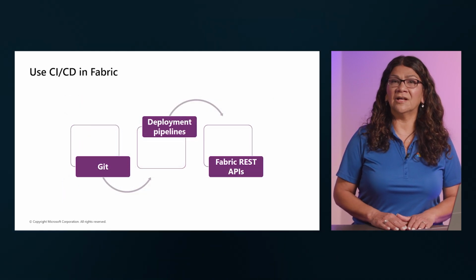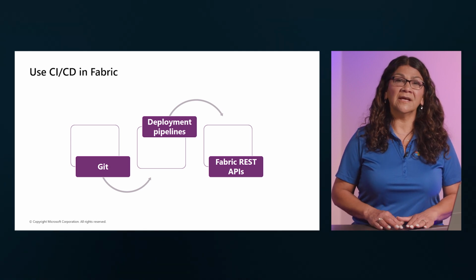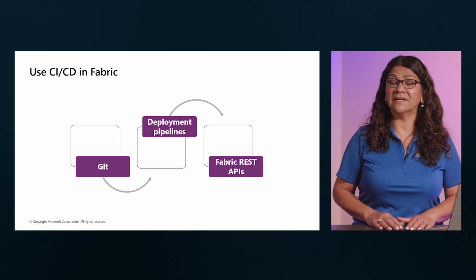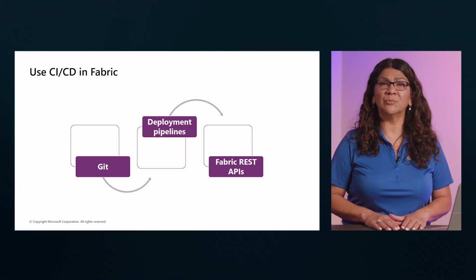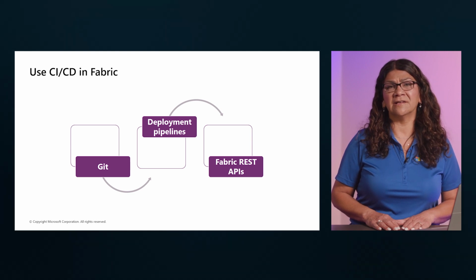Managing the life cycle of Fabric items using CI/CD has two parts: integration and deployment. Integration is implemented using Git. Deployment is implemented using Fabric deployment pipelines. Automation of deployment or integration is implemented using Fabric REST APIs.